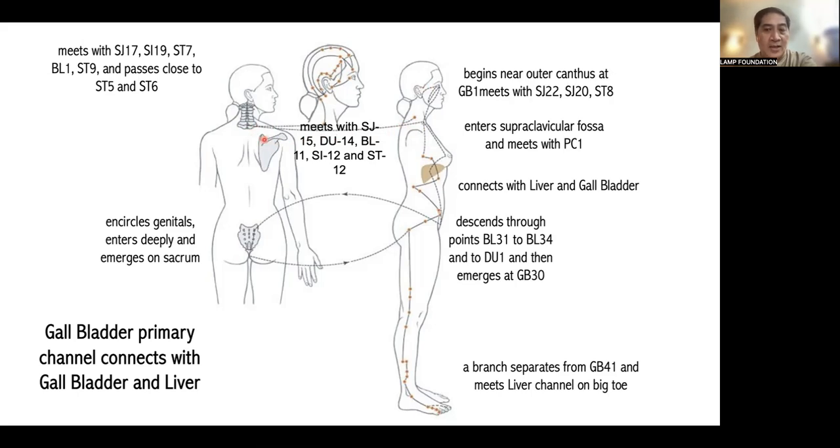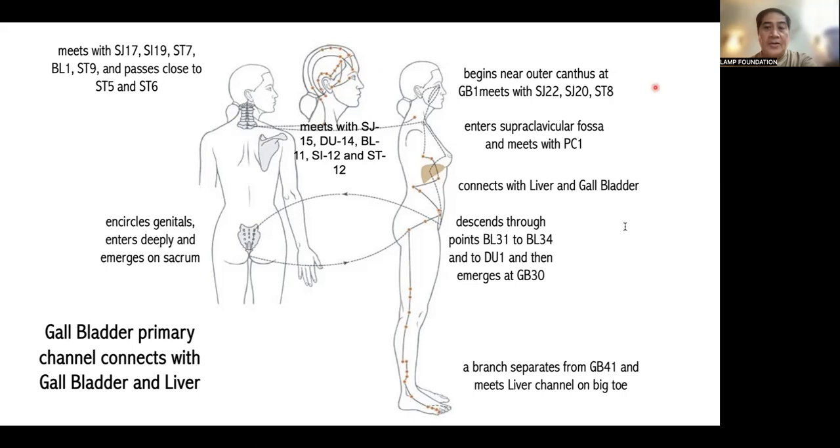One branch of the main channel emerges behind the auricle and enters the ear at Sanjiao 17. Emerging in front of the ear, this branch will intersect the small intestine channel at stomach 19 and the stomach channel at stomach 7 before it terminates at the outer canthus.